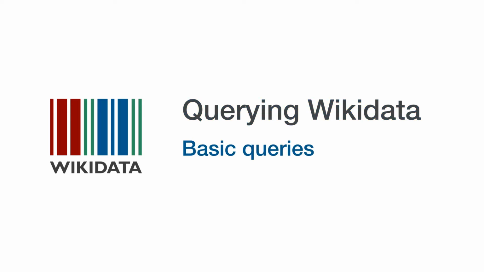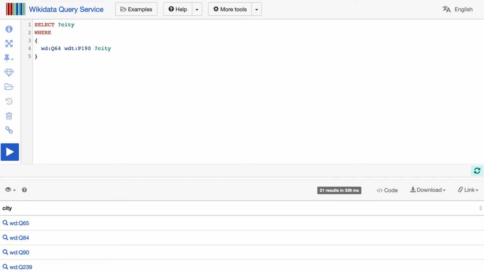But let's start with a bit simpler example. The Wikidata Query Service is at query.wikidata.org, and it lets you write queries against this database. This is a very simple example, in a language called SPARQL.